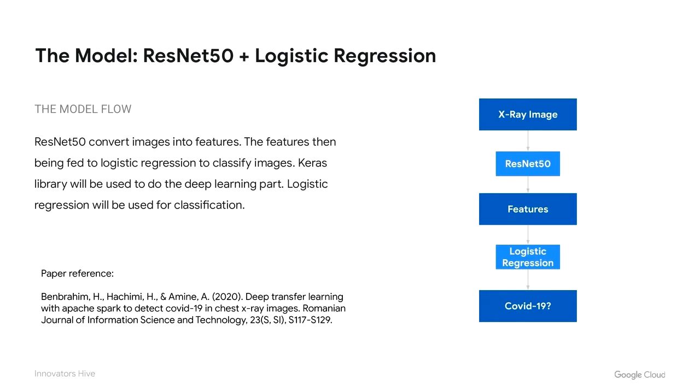For example, in this case, I'm using logistic regression, but you can also use other classification models. This is just for example, right? So we have a logistic regression trained on the features that are produced by the ResNet 50 from deep transfer learning. So basically, what I'm trying to do here is replicate what is done in this paper. If you can see on the bottom left, it's written by Ben Brahim, Hachimi, and Amin. So it's basically trying to implement deep transfer learning on Apache Spark.